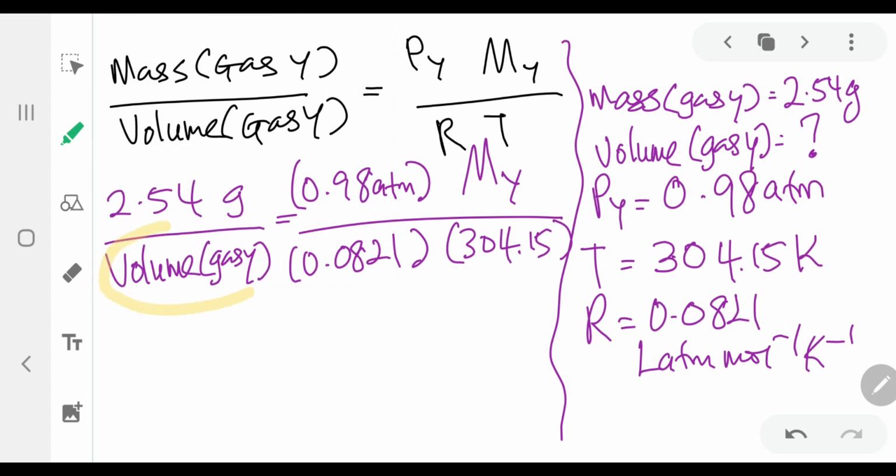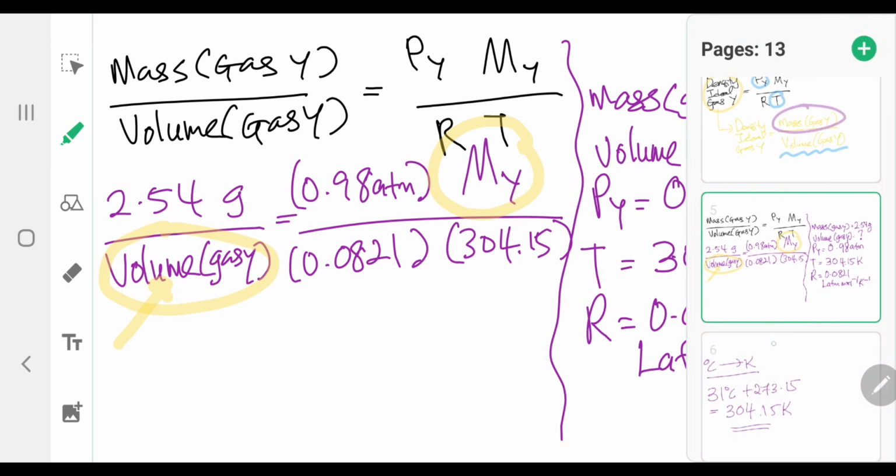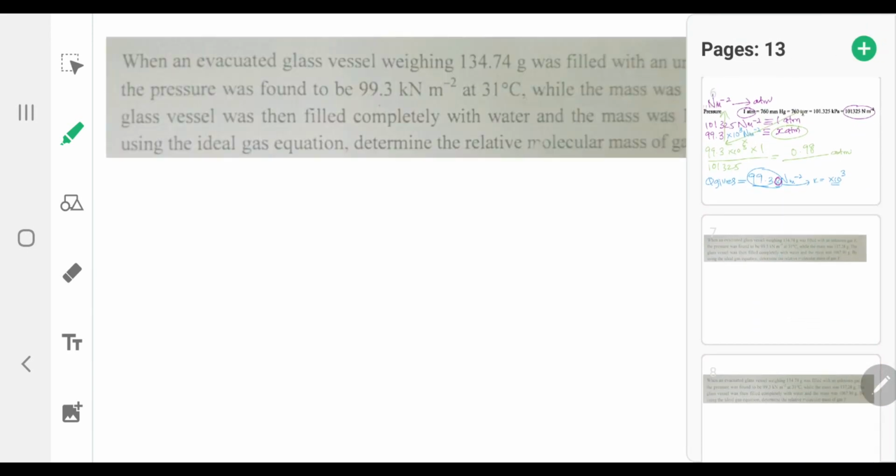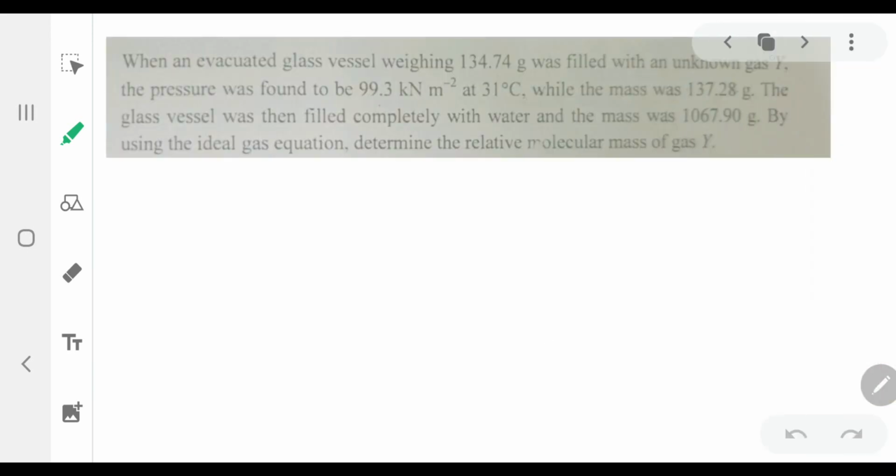We have the volume of gas. We haven't found it yet. And if we can get the volume of gas, we can find what is the molar mass of gas Y. So how do you get the volume of gas? When you read the question further down, it does not give you anything explicitly about the volume of gas.